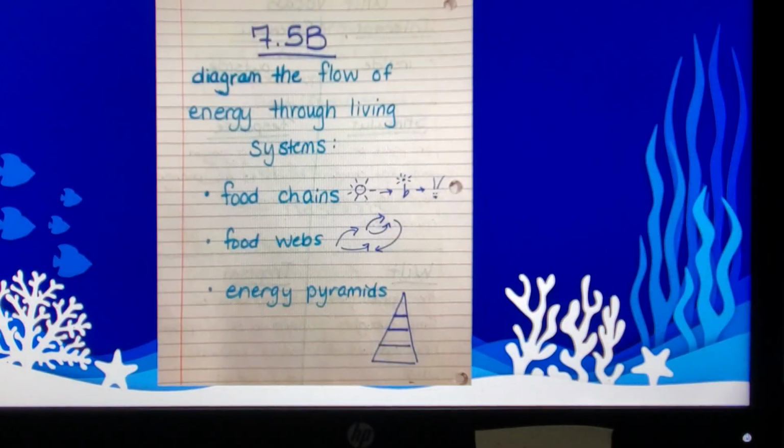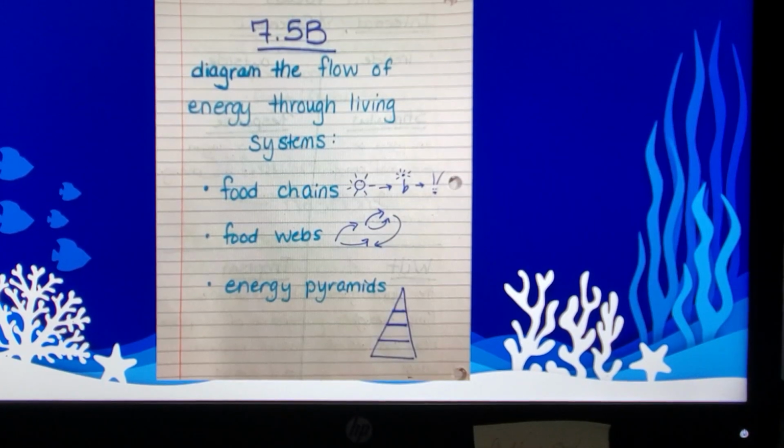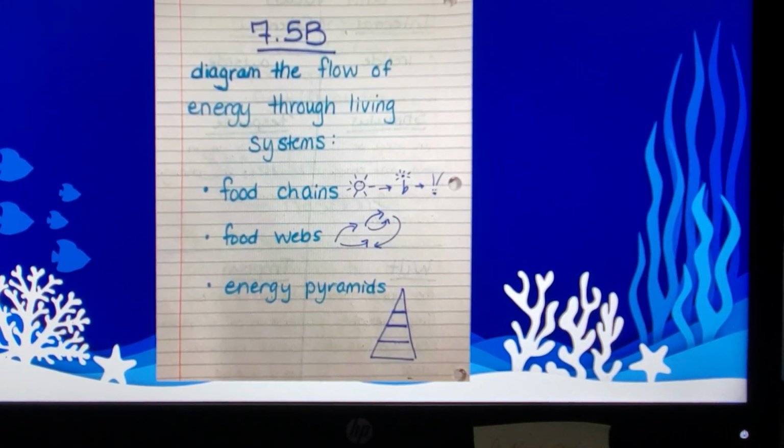So again, there's our target of understanding how energy moves through systems, whether you're looking at a food chain, a food web, or today you're going to learn about energy pyramids. And if you understand the food chain, then you're going to understand this energy pyramid.